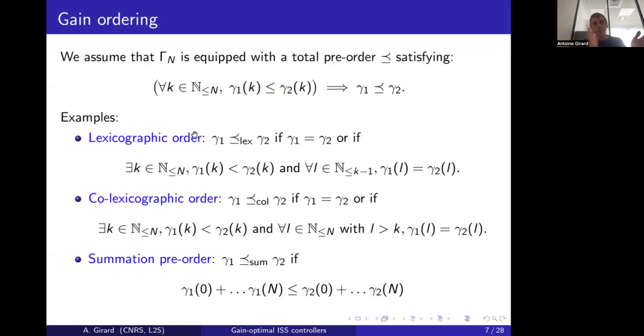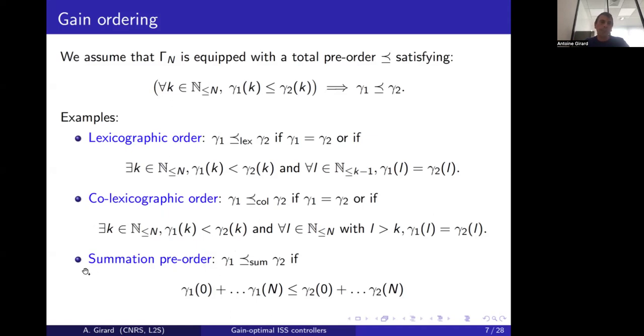So you compare starting from the gain at 0 and go with increasing disturbances. Then you have the colexicographic order, which is a similar notion, but in the other direction. You start comparing the gains at the maximal level of disturbance, so gamma 1 of n. And if gamma 1 of n is strictly less than gamma 2 of n, then you're done. If they are equal, then you go to gamma 1 of n minus 1 and so on.